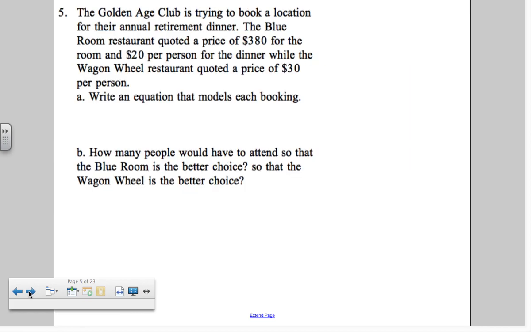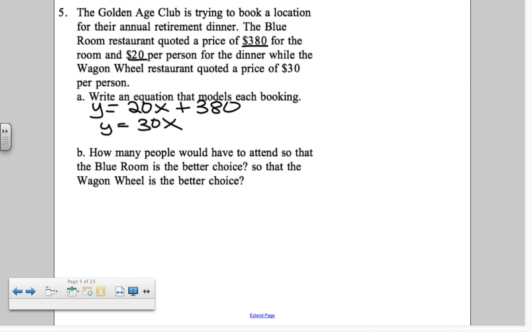The last problem is a word problem. So as you look at this word problem, you're given a fixed amount and a rate of change. So the equation for cost at the blue room would be in mx plus b form. M is the rate of change, b is the fixed amount. So it's $20 per person plus the $380 flat rate. The wagon wheel doesn't have the fixed amount. It doesn't have the 380. It just charges $30 per person. So their equation would be y equals 30x.